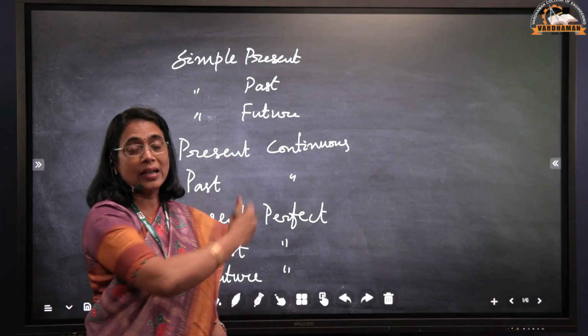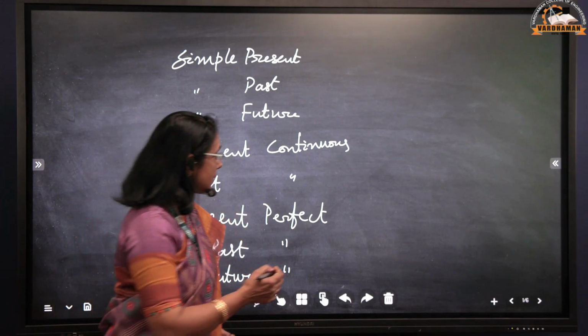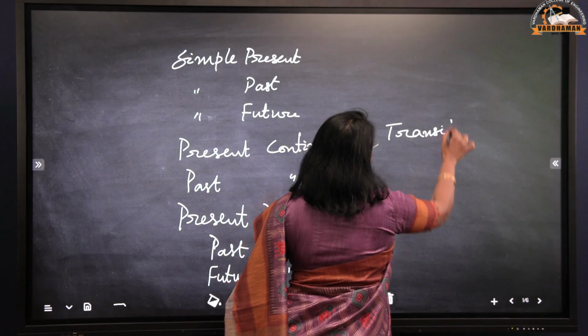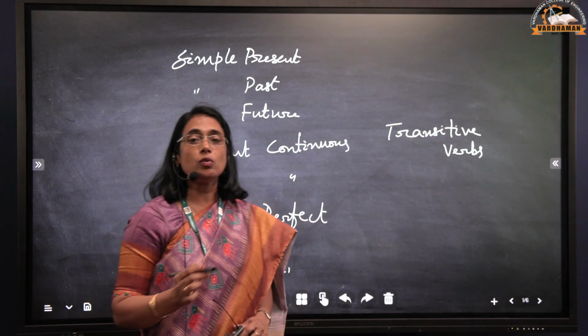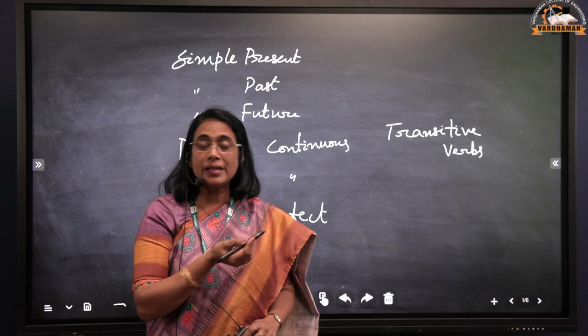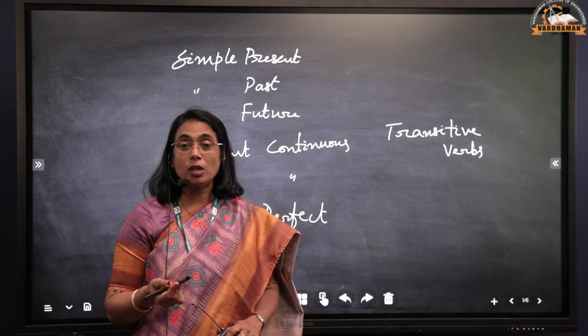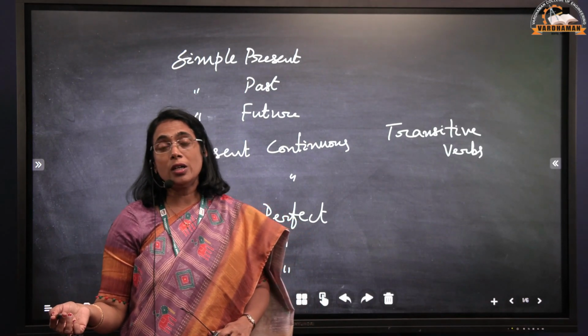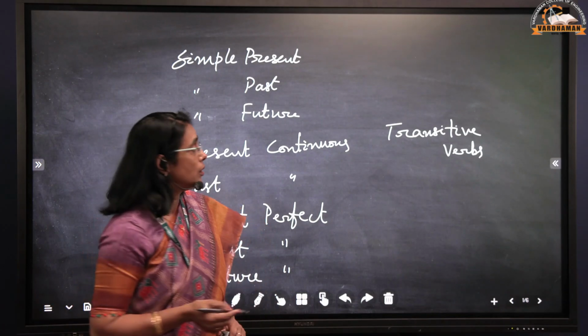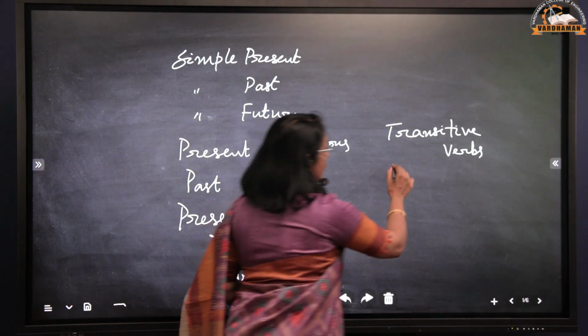The first rule is that only 8 tenses can be converted, and the second rule is that only sentences with transitive verbs can be converted into passive voice. So what is a transitive verb? Any sentence which contains an action verb and takes an object has a transitive verb. If it takes an object, it is called a transitive verb. Intransitive verbs cannot be converted.